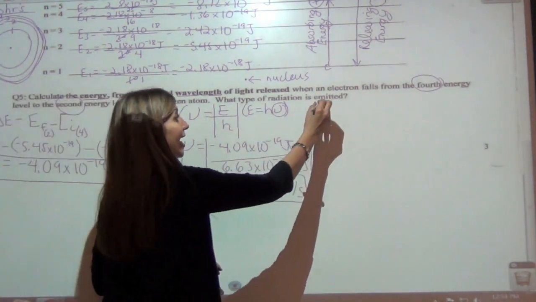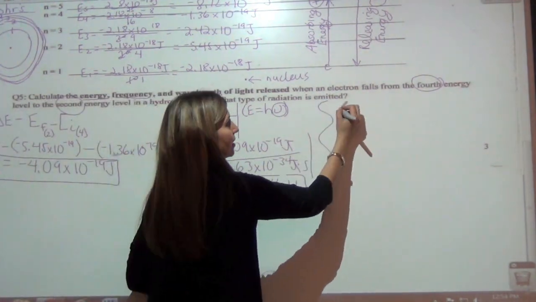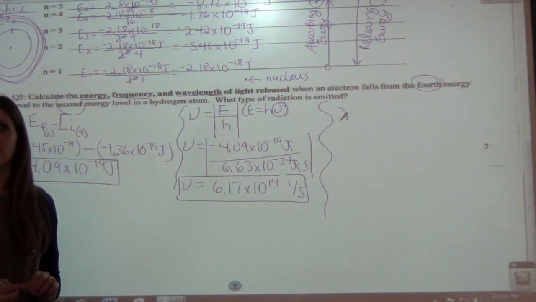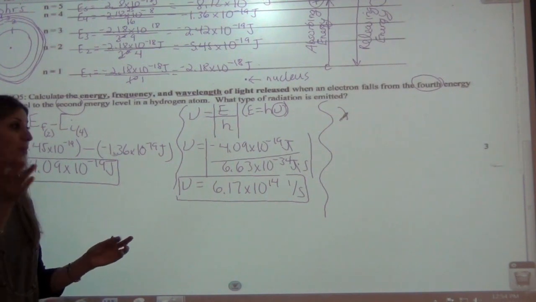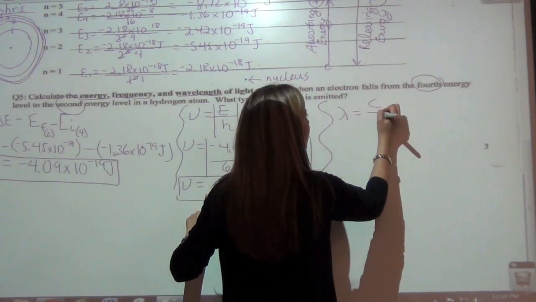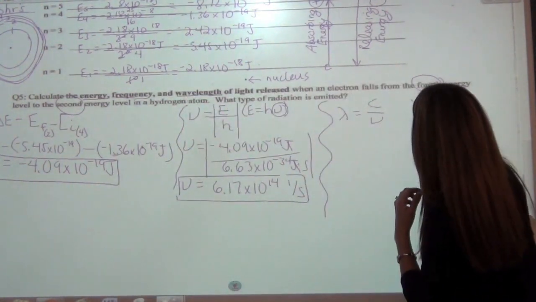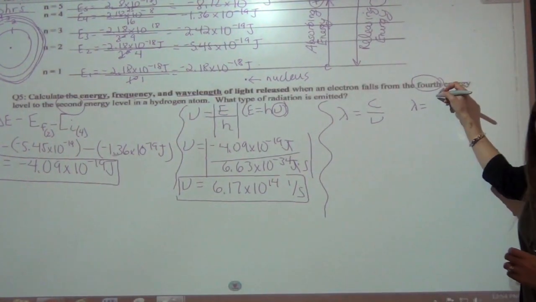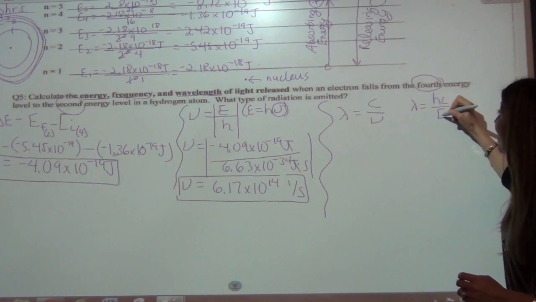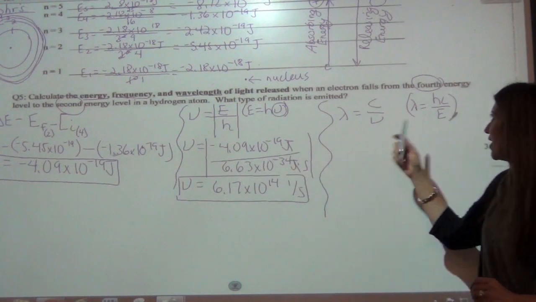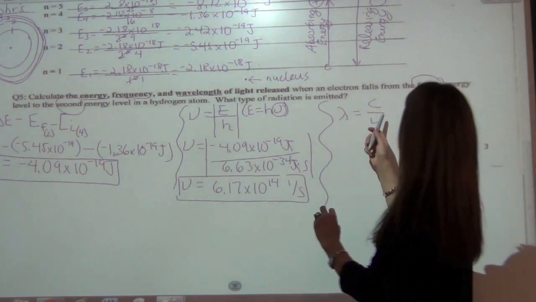Perfect. Now they want us to calculate lambda, wavelength. There's a really easy way to do it. What would you do? Lambda is equal to c over nu. Perfect. Because we have nu, we can do c over nu. Otherwise, you can do lambda equals hc over E, but that takes longer. You can use that E over there.